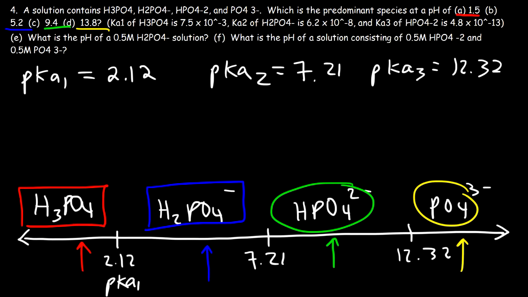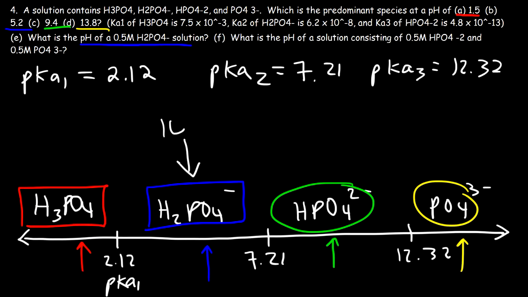Now let's move on to part E. What is the pH of a 0.5 molar H2PO4 minus solution? Now H2PO4 minus is right here. So we know that the pH has to be somewhere between 2.12 and 7.21.